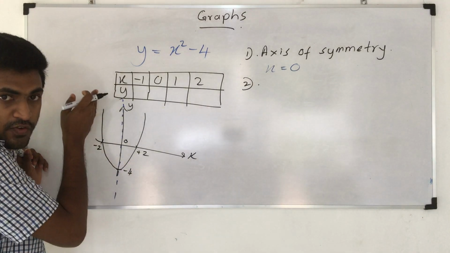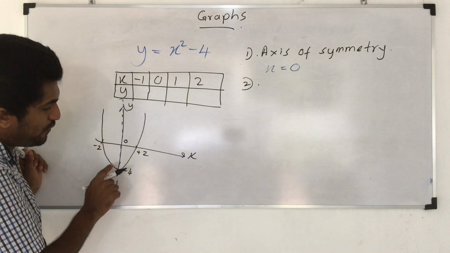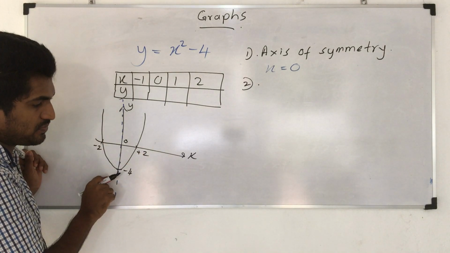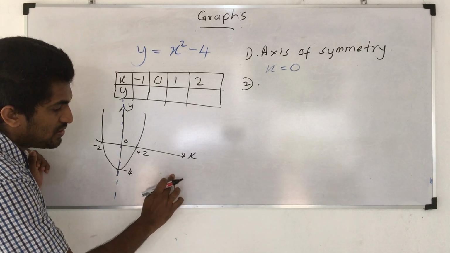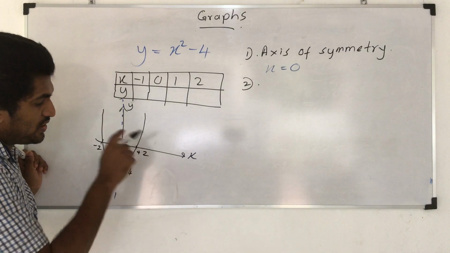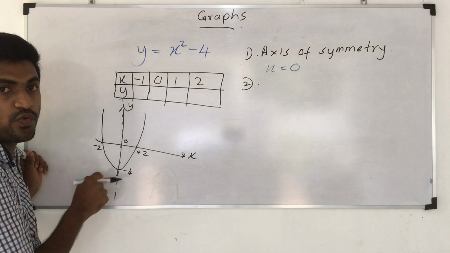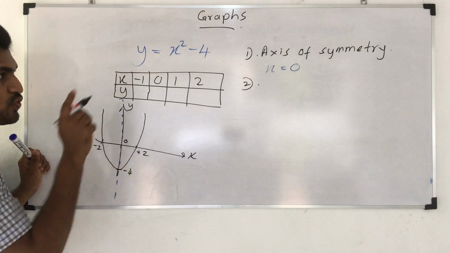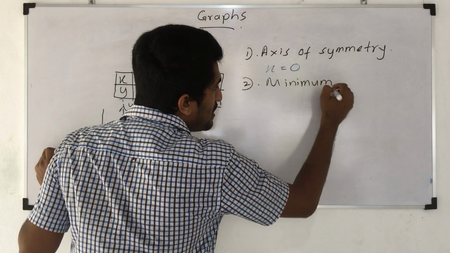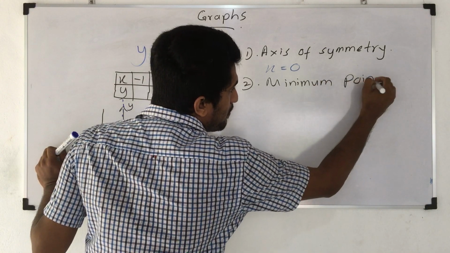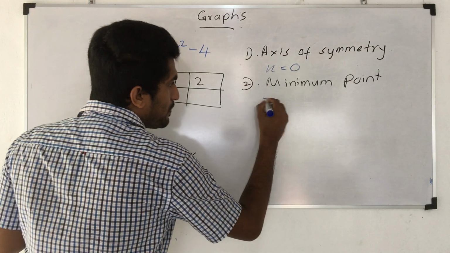See, if you start from the left side of the graph, it points downward. Therefore, this graph is minimum. If the graph pointed upward, then that graph is maximum. Here, this graph is minimum. Why? Its vertex points downward. Therefore, this graph is minimum. So, what is the minimum point of this graph? This is the second property. The minimum point is -4.